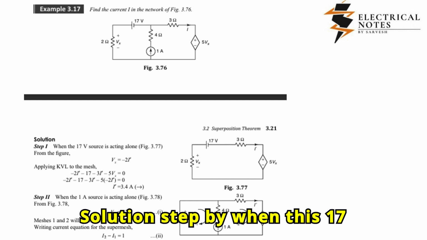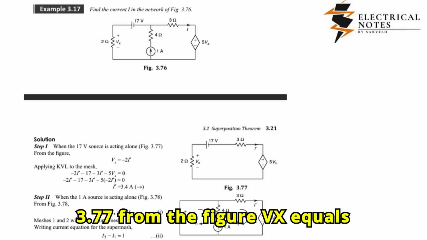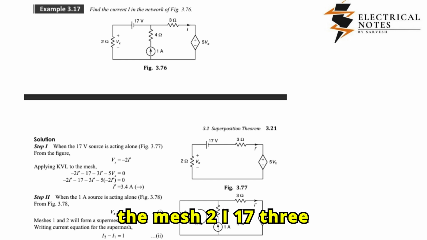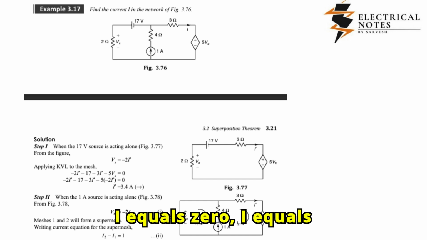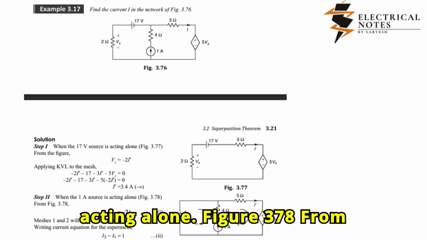Solution. Step 1: when the 17V source is acting alone, Figure 3.77. From the figure, Vx equals 2I. Applying KVL to the mesh: 17 minus 3I minus 5Vx minus 2I equals 0, so 17 minus 3I minus 5 times 2I minus 2I equals 0. I equals 3.4A.